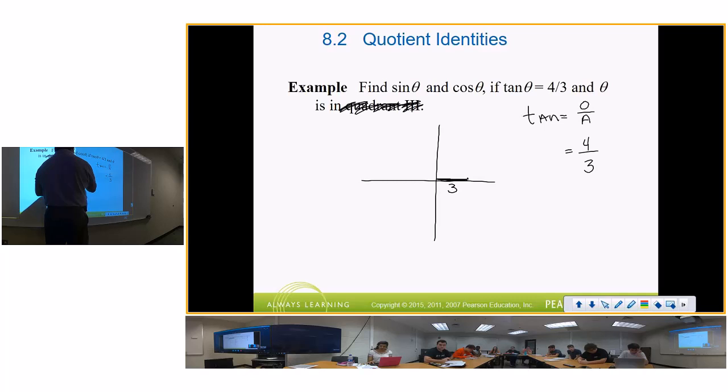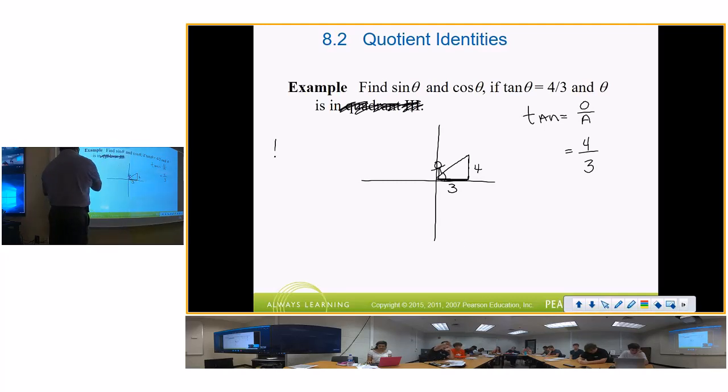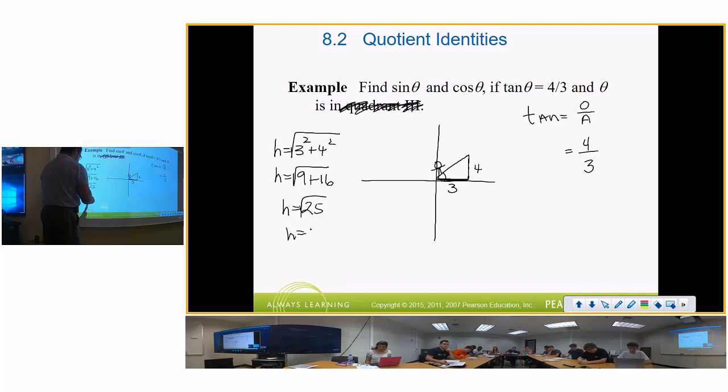And then 4 would be the opposite, which would be here. So that means my angle is right here, and my little man is standing right there. So the hypotenuse is equal to 3 squared plus 4 squared. That's going to be h is equal to the square root of 9 plus 16, which is 25, so h is equal to 5.